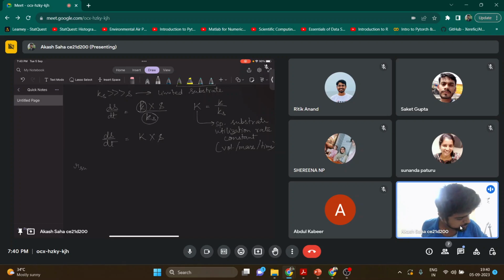So what will be my substrate utilization rate? My substrate utilization rate will be dS/dt divided by X. So it will be K S X by X, so it will be my K into S. So my substrate utilization rate in case of limited substrate concentration will be K into S.